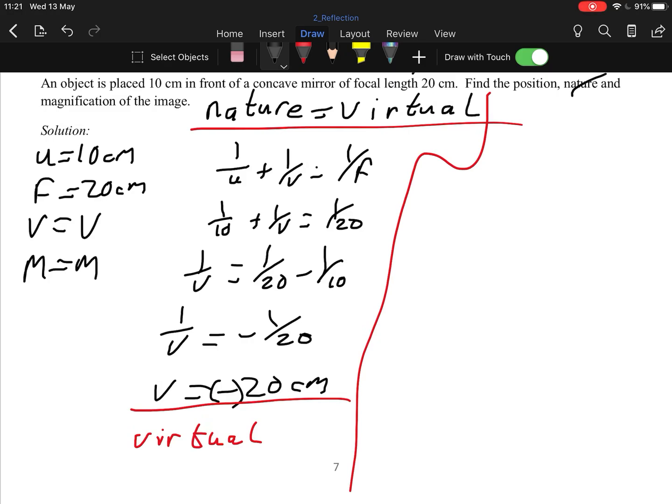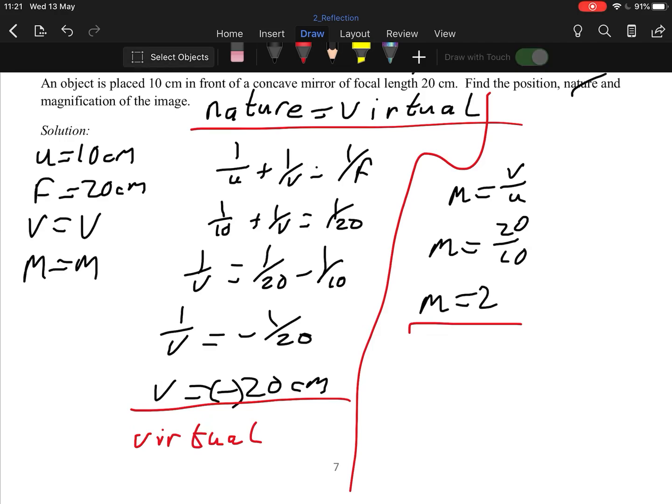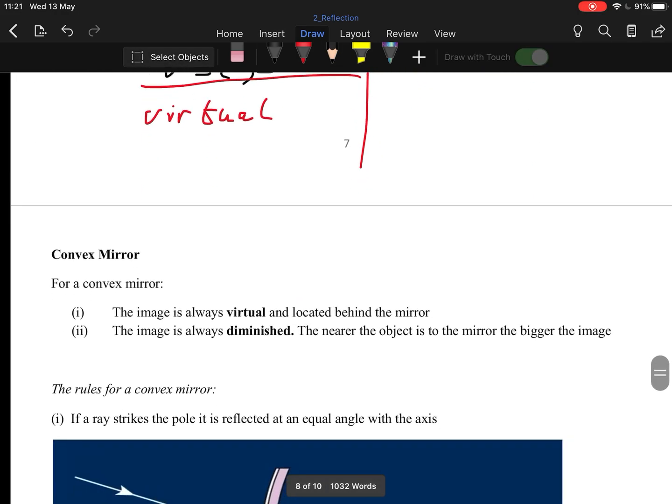Right? Now, part 2, magnification, m equals v over u. Sub in your values. So that's 20 over 10. No, not 2 magnifications. Sorry, centimeters, sorry. In other words, magnification is 2. The image is twice the object. That's all. Okay? See? Very straightforward, right?